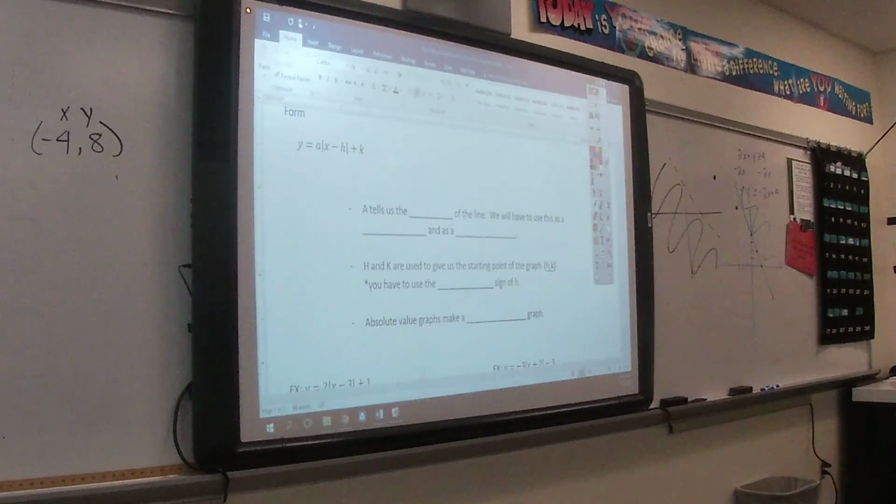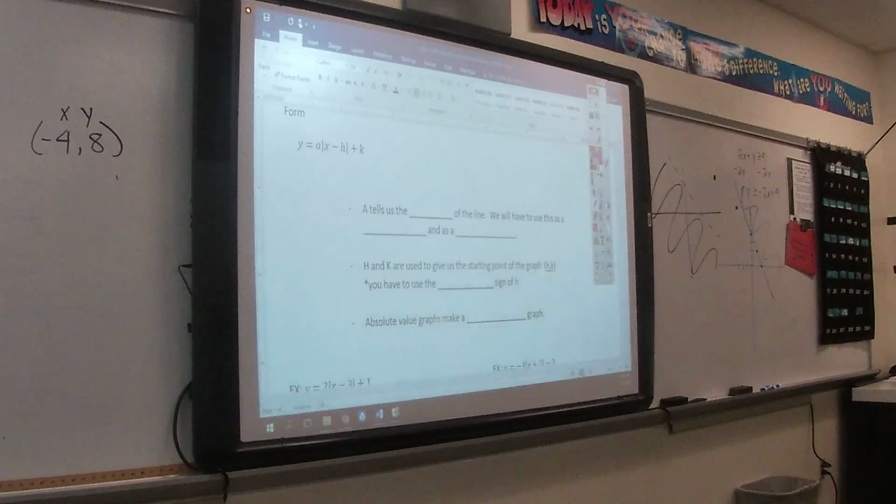If I say the absolute value of 4, you say what? 4. If I say the absolute value of -4, you say? -4. 4. Because what does absolute value do? Opposite. It changes it. It makes everything positive.